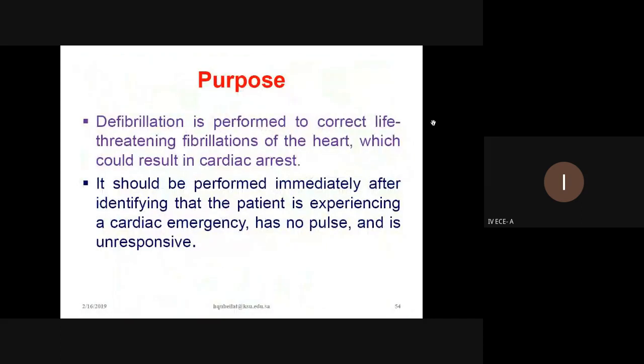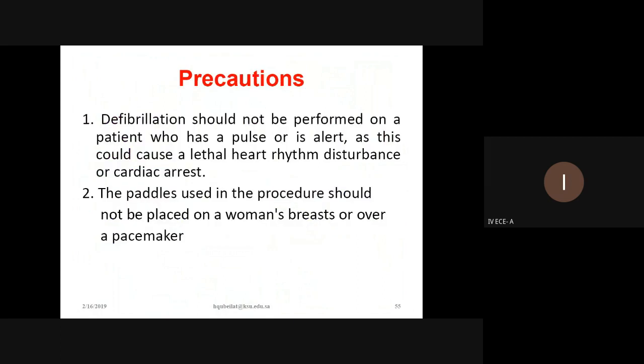Okay, so what is the purpose of defibrillation? Defibrillation is performed to correct life threatening fibrillations of the heart, which could result in cardiac arrest. It should be performed immediately after identifying that the patient is experiencing a cardiac emergency, has no pulse, and is unresponsive.